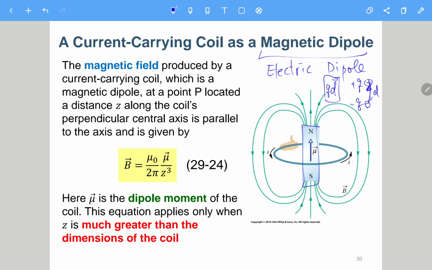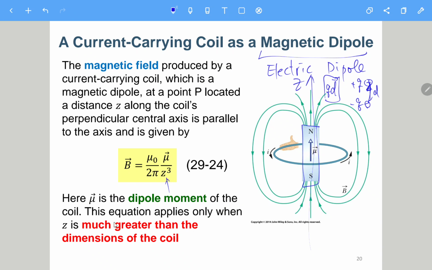Also, here z is the axis. This is the z axis, and this is the current carrying loop. We assume it to be a circle. So this axis goes through the center of the circle and is perpendicular to its plane. This expression only considers points along the z-axis. For other points, the expression is not so elegant, so we only have this one.